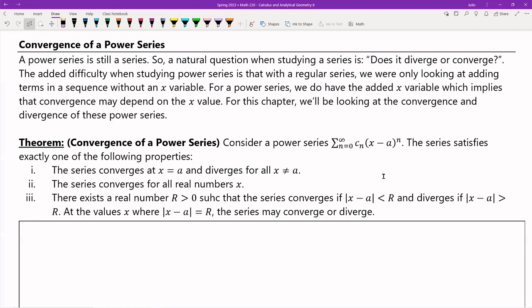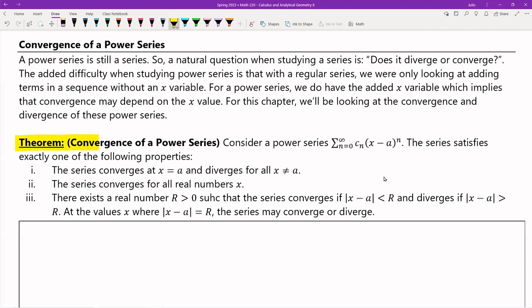The majority of this chapter, chapter 6, is going to be looking at analyzing when these kinds of power series diverge, when do they converge, and in particular, what nice things happen when they converge and when they diverge. So let me move on to the theorem. There is something that happens with these power series that is real nice.